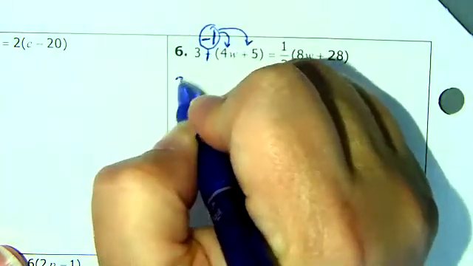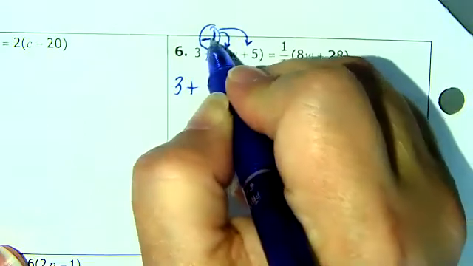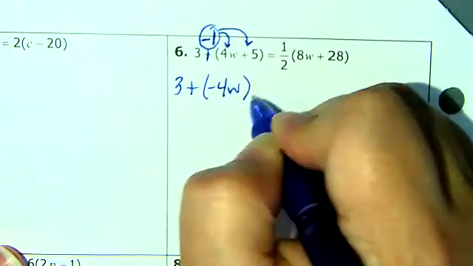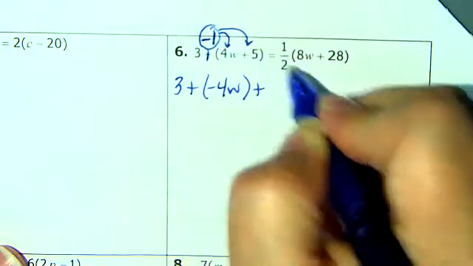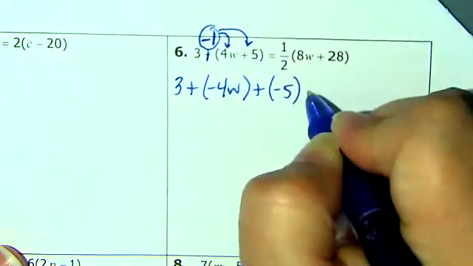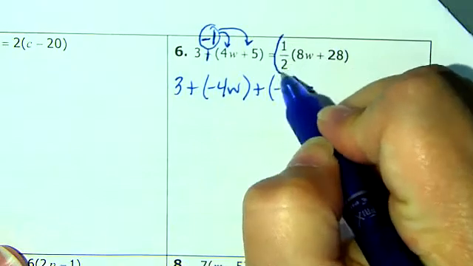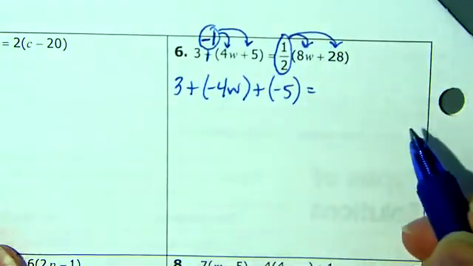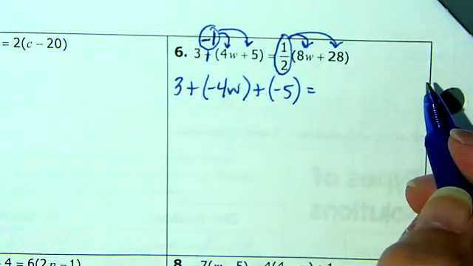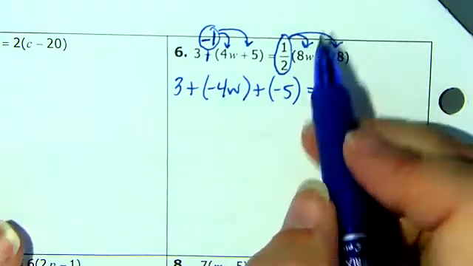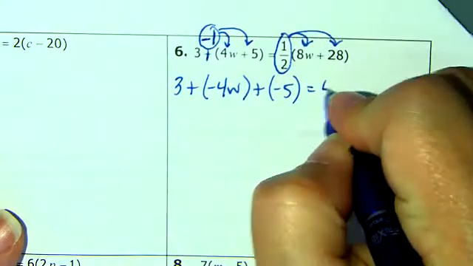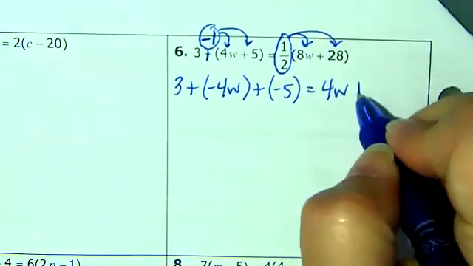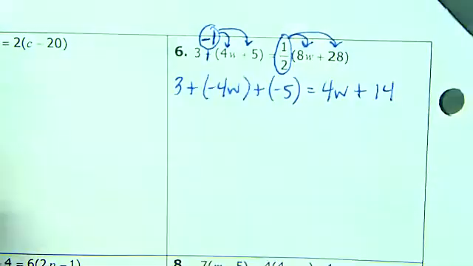So I'm going to have 3 plus -1 times 4w, that's -4w, plus -1 times 5, which gives me a -5, equals, and now I'm going to take the 1/2 and distribute it to everything inside of here. When I multiply times 1/2, that's the same as dividing by 2. So I'm going to have 8w divided by 2, which gives me 4w. Half of 28 is going to be 14.